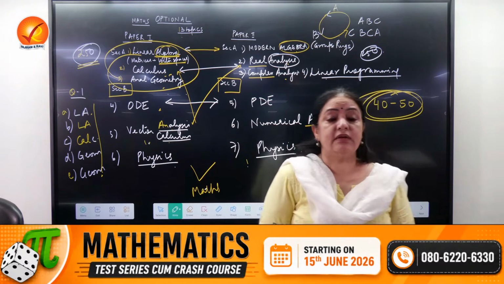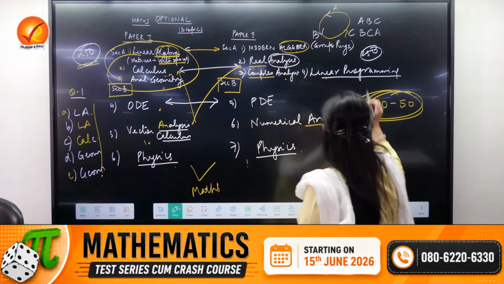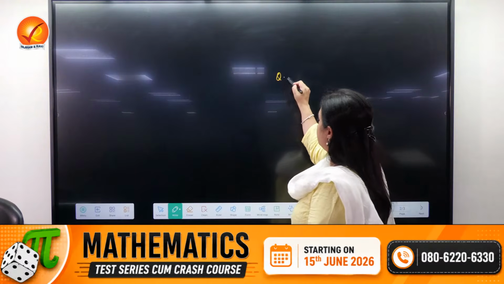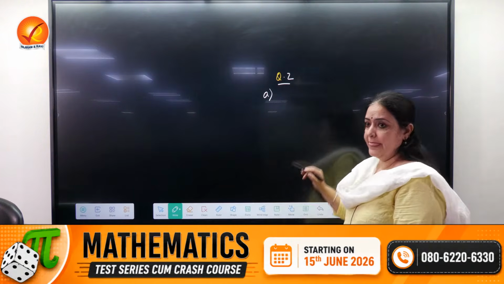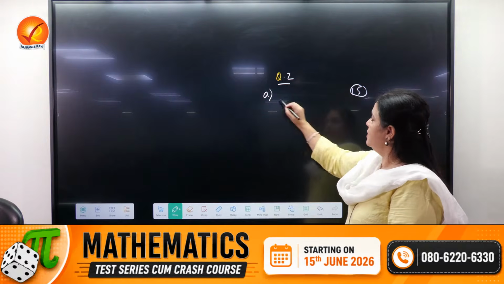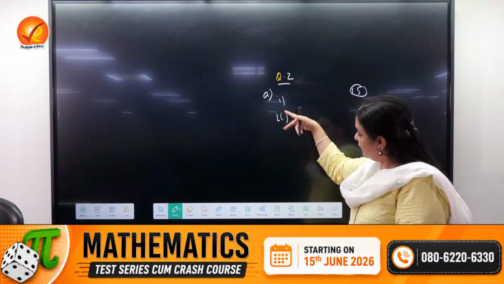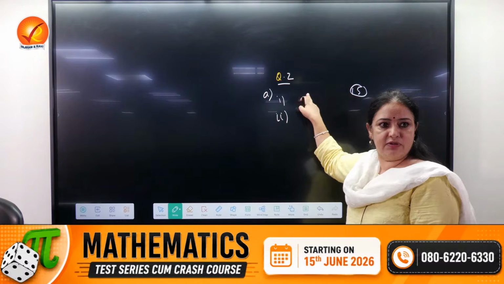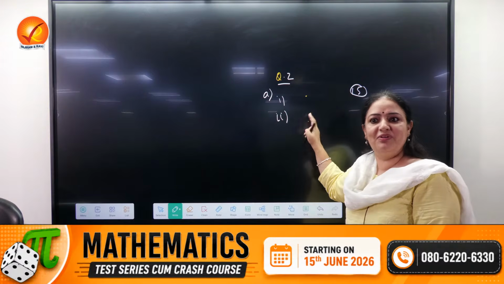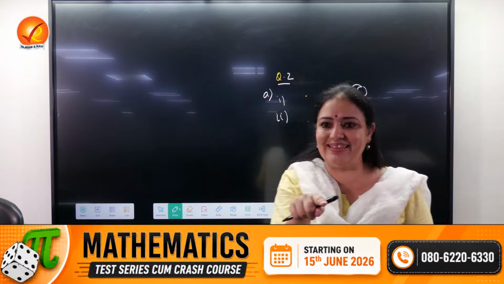There are years that they have asked, for example, let me just show you. Question number 2, A part is 15 marks. First part and second part together is 15 marks. So this is for 7 marks, this is for 8 marks. So even lesser than the compulsory question in that sense, okay?